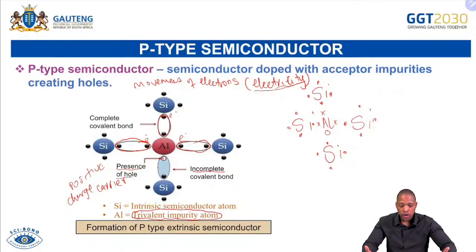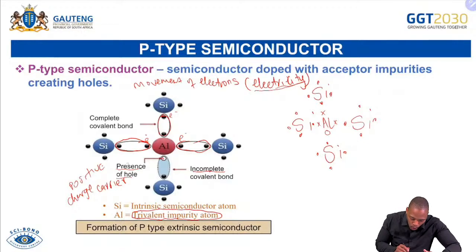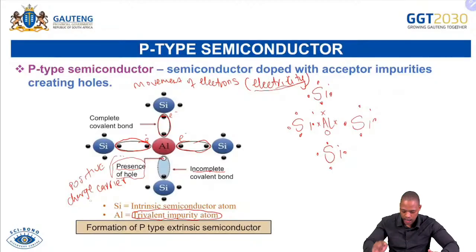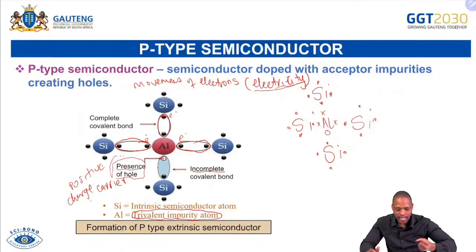Another example that we can use is boron for this impure atom. As long as it has a valency of 3, or as long as it is trivalent, it is going to bring about that instability, bringing this hole. It's important to know that there is a presence of a hole, which is a positive charge carrier. And since it is a positive charge carrier, it will then start attracting negatively charged electrons to it.